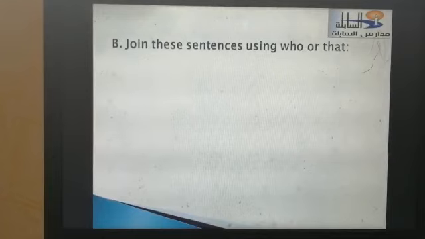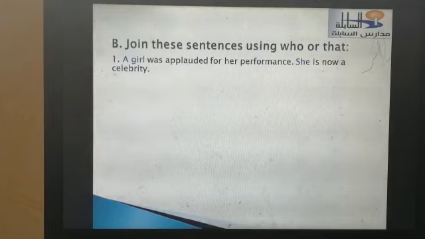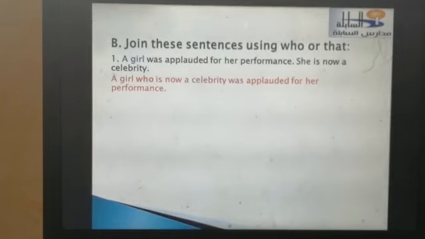Join these sentences using who or that. So now here we try to join sentences by using who or that. Let's try to see these sentences. A girl was applauded for her performance. She is now a celebrity. A girl who is now a celebrity was applauded for her performance. Before you answer, try to write in your notebook. Then try to check your answer.